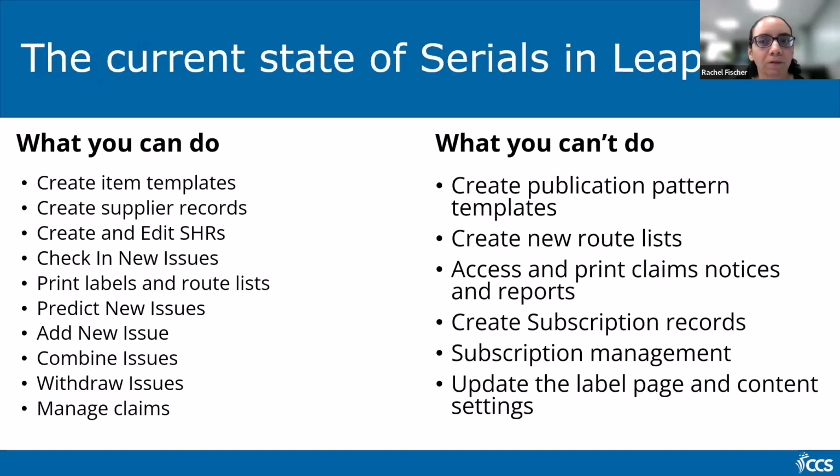This slide provides an overview of the current state of LEAP. It's at the point where the majority of serials functions are in LEAP. This includes setup tasks like creating item templates, supplier records, and serial holdings records. However, the client needs to be used to create the new publication pattern templates, but you can still access all of your old templates through LEAP. So this should be rare and something that you would rarely need to do. You can also create new route lists in the client, but not in LEAP. But you can print the route lists now when you check in a new issue from LEAP.